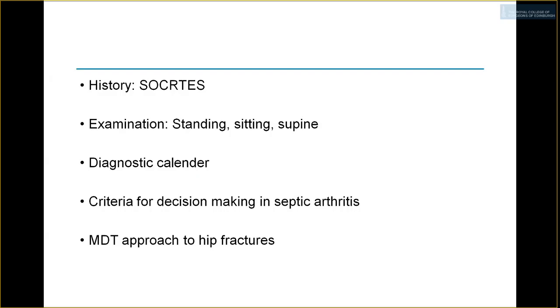When you're examining a hip joint, examine the patient in 3 positions: standing, sitting, and supine, so that you have a general idea about the patient. You need to remember your diagnostic calendar. This is very helpful. These slides will be available still later on for you to view. So the diagnostic calendar gives you a clue about what to look for and what to assess for with your investigations. You need to remember your clinically relevant criteria for decision-making when it comes to suspecting infection.